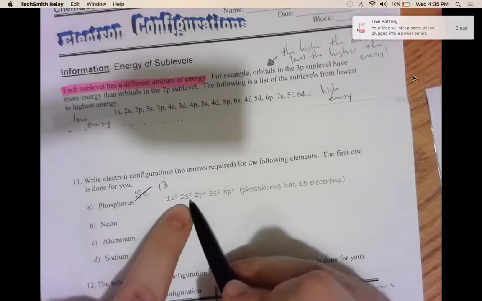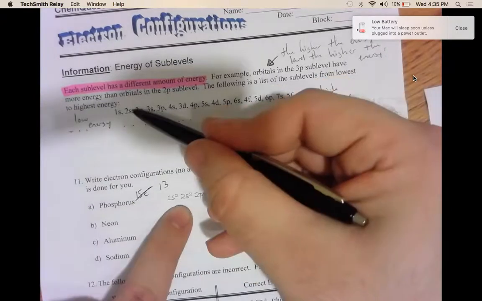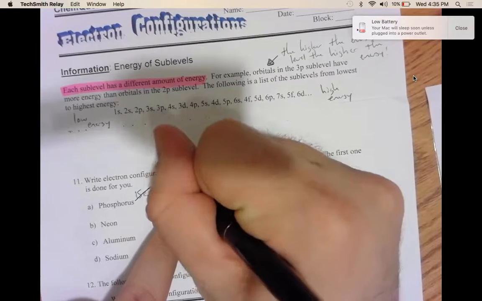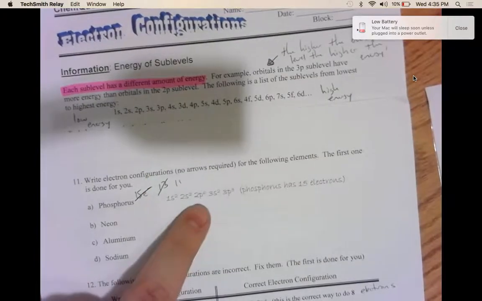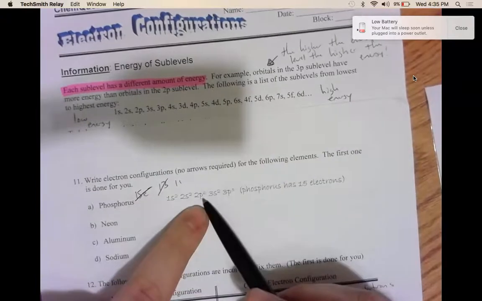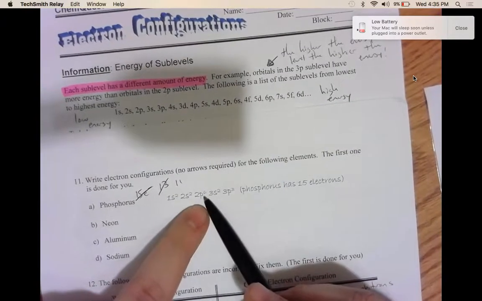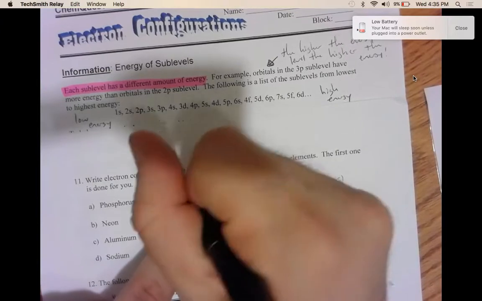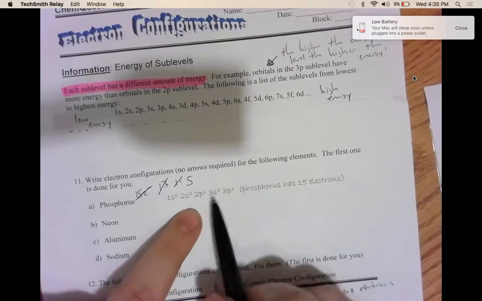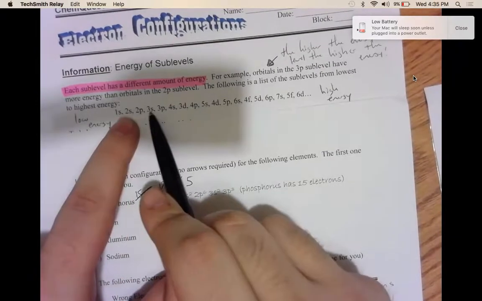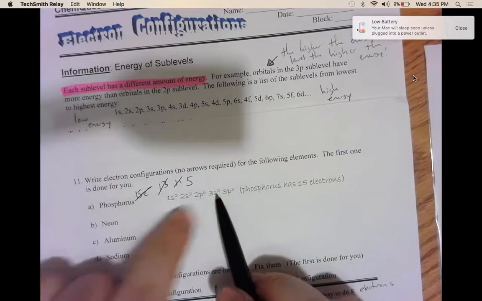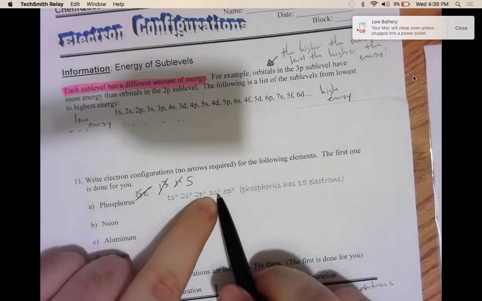We do the same thing for 2s, because 2s comes next. S orbitals can hold 2, so we write the exponent of 2, cross off 2 from 13, and we have 11 left. We next look at our list, and 2p comes after. P orbitals can hold 6 electrons, so we write a 6, and then we subtract 6 from 11, so we have 5 left. Next, after 2p comes 3s. So we write our 3s, and remember s orbitals can hold 2 electrons, so we write a 2.